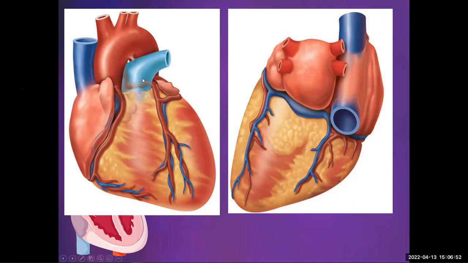This one goes to your lungs. Oh no, this returns from the lungs, sorry. Right? It goes to the lungs because it's carrying deoxygenated blood. And what is it called? It's carrying deoxygenated blood, going to the lungs. Pulmonary artery, right? Very good.